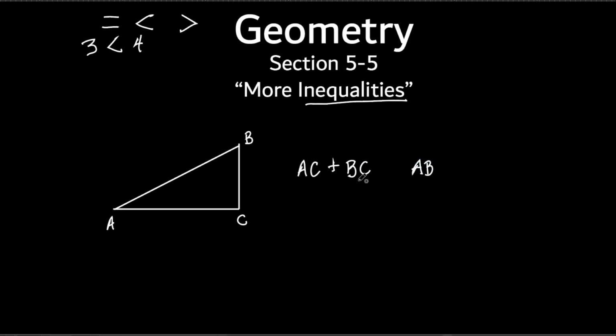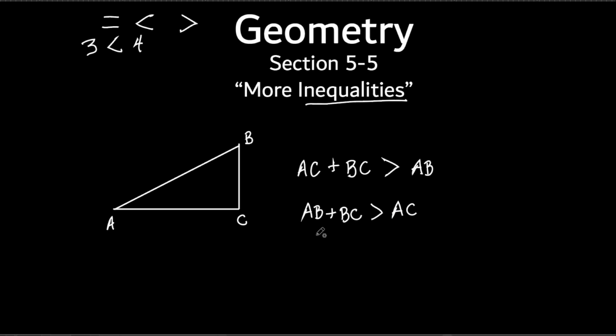So AC plus BC must be what? Greater than AB. Would you agree with that? Yes. That works with any two sides. I could say that the length of AB plus the length of BC, do you see this one? AB plus BC must be what? Greater than AC. Would you agree? Yeah. All right. So it doesn't matter.